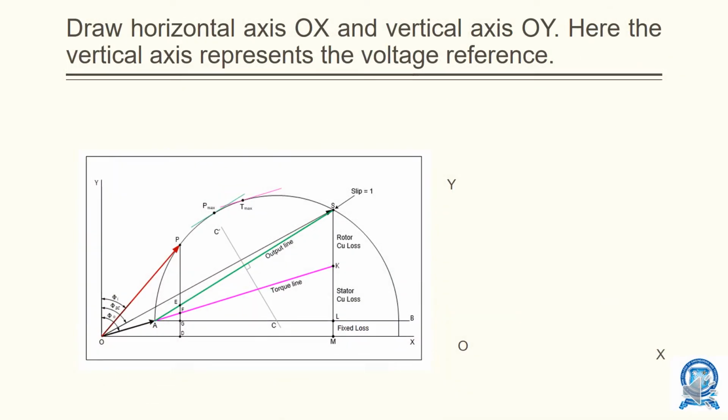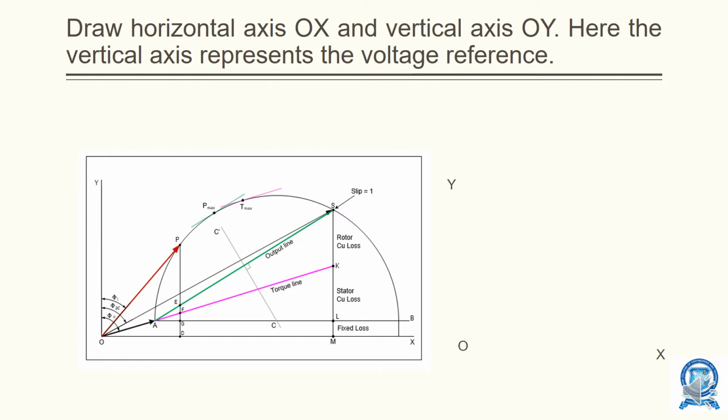Now, for drawing the circle, here you can see the circle diagram, and we are going to plot this. Let us see the steps. First, draw a horizontal axis OX and the vertical axis OY. The vertical axis represents the voltage reference, so we mention it as V. This OY is going to be your voltage axis.